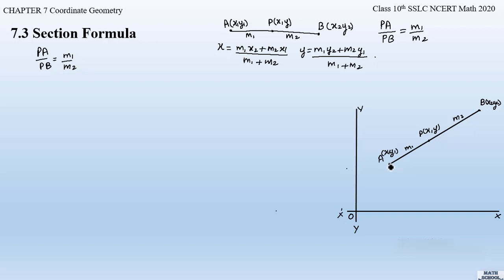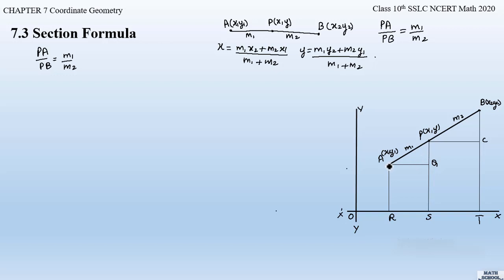Now let us draw perpendiculars from the points A, P and B. Let us name these perpendiculars AR, PS and BT to the x-axis. Also let us draw AQ and PC parallel to the x-axis. Here you can observe there are 2 triangles formed, triangle PAQ and triangle BPC. These 2 triangles will be similar.